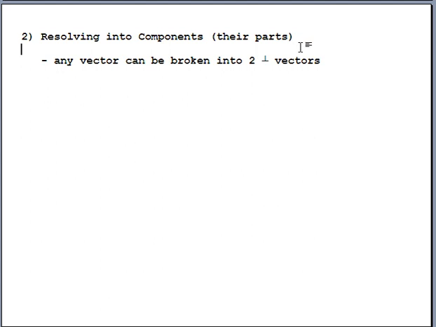So that's what we're going to do. We're going to take each of those two vectors and break them up into some perpendicular ones. It's going to take a little time. So my first vector was 20 meters per second, 45 degrees north of east.